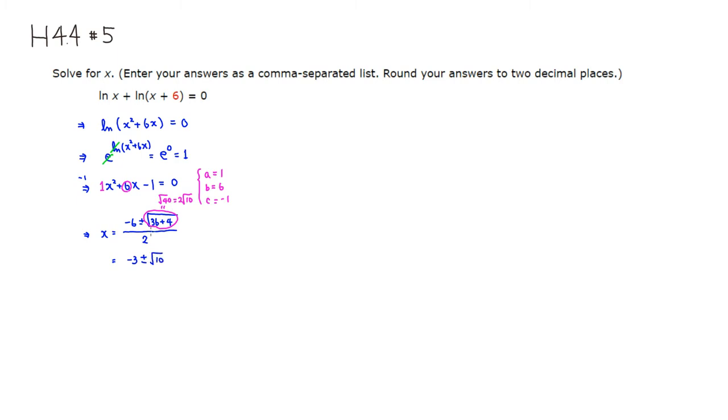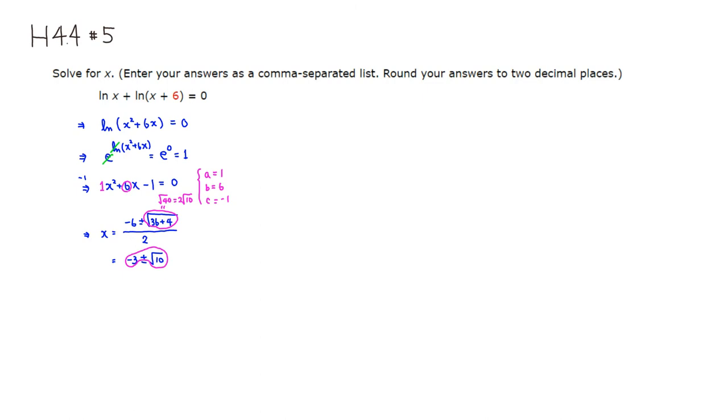But negative 3 minus square root of 10 is a negative value. The natural log of x cannot take a negative value because the natural log of a negative value is not defined. So we can only take the positive one. So the correct answer is negative 3 plus square root of 10.